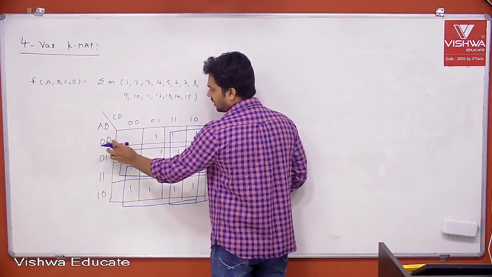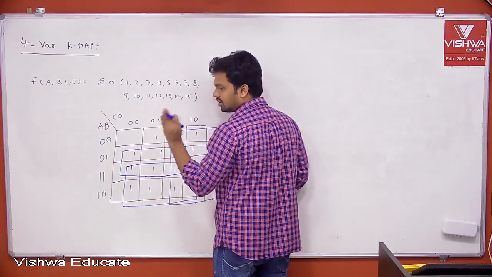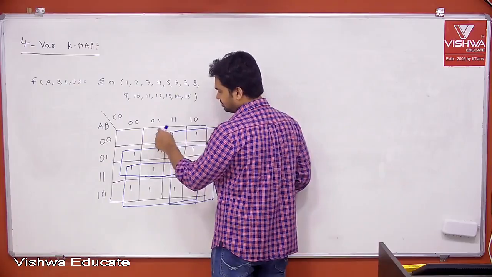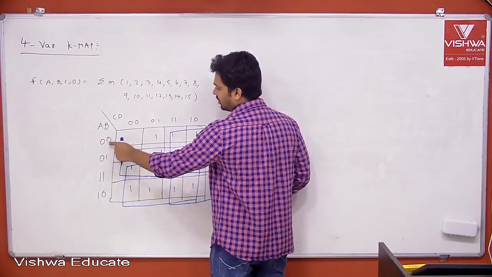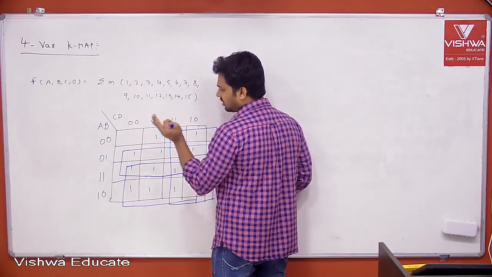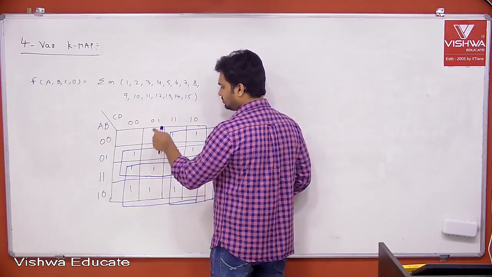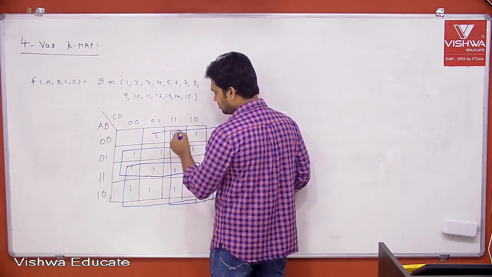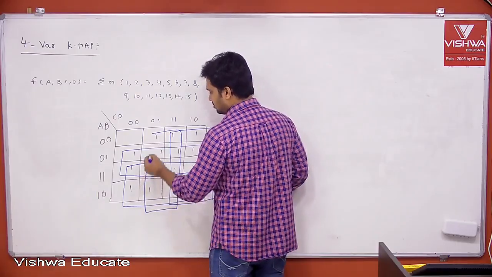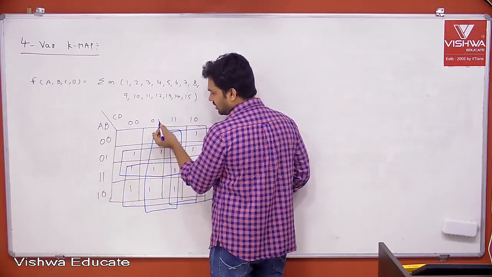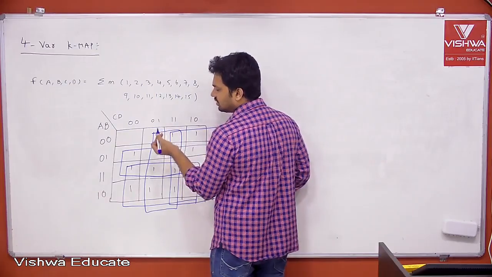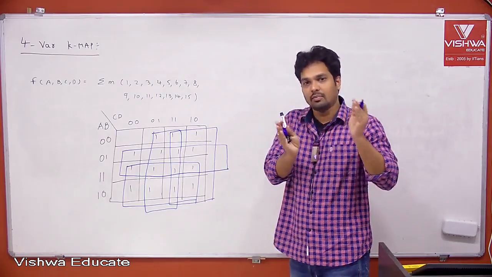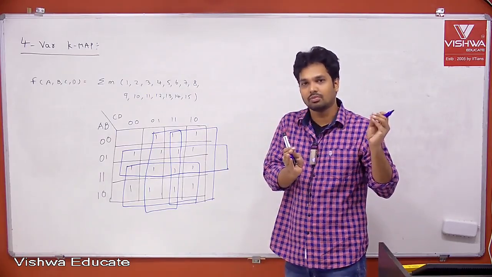What is the expression? A bar, B bar, C bar, D. Four terms, four literals. Okay, literal count is 4. If you take a pair like this, A bar, B bar, what is here? D. Literal count 3. If you take a quad, it is C bar D. Literal count is 2. If you take an octet, here nothing is common. Here what is common? Just D. We should write it as D, which is 1 literal count. That's why we should always go for the maximum combination of maximum possible adjacent cells.